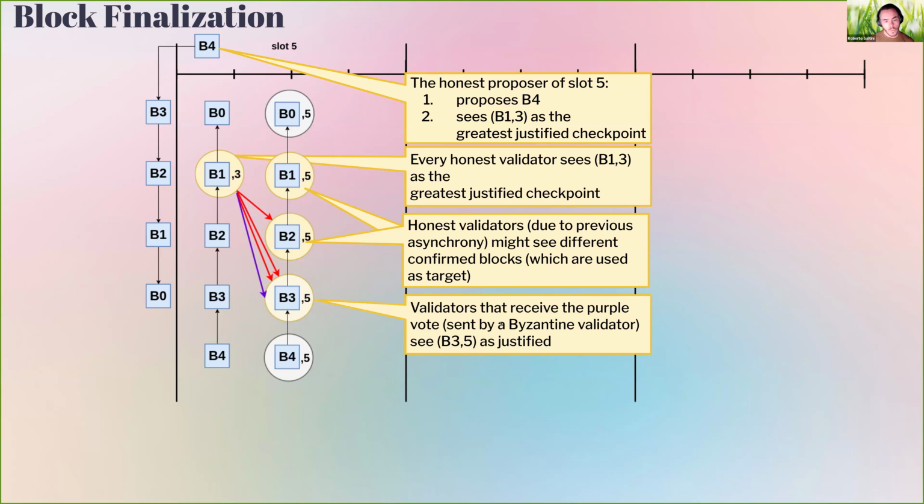And so if you just consider the red votes, we will see that we have this justified checkpoint with slot 5, which would be B1-5 and B2-5. Again, because they're surrounded by 3 votes starting from an ancestor and targeting a descendant. However, we can have Byzantine nodes, and the purple vote represents the vote by a Byzantine validator. And if some validators receive this purple vote, then B3-5 is also justified, because again, same rule. We have 3 votes targeting B3-5, so B3-5 is justified. So is B2-5.